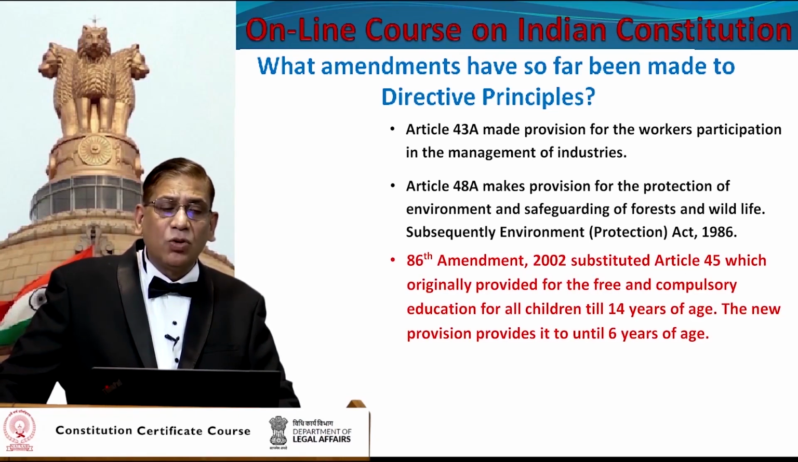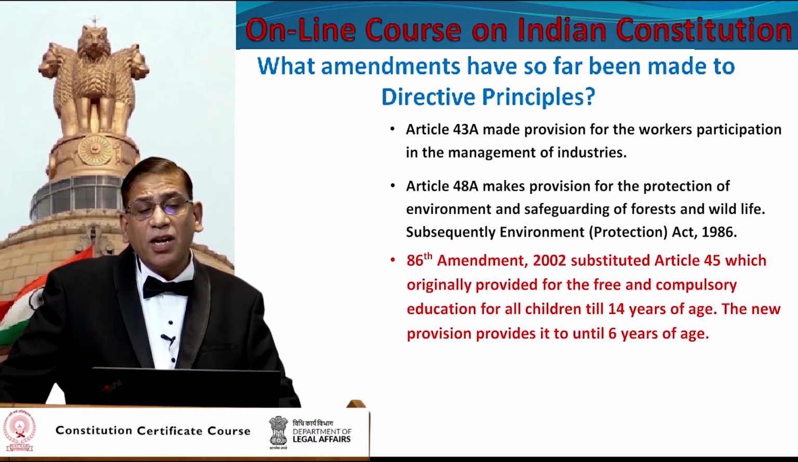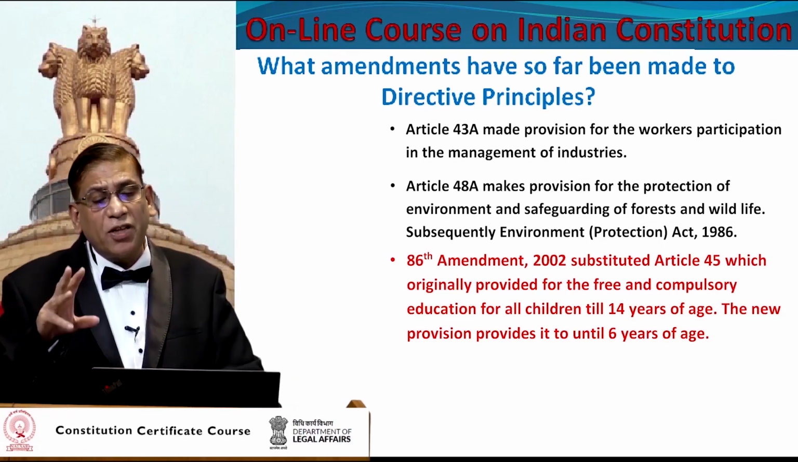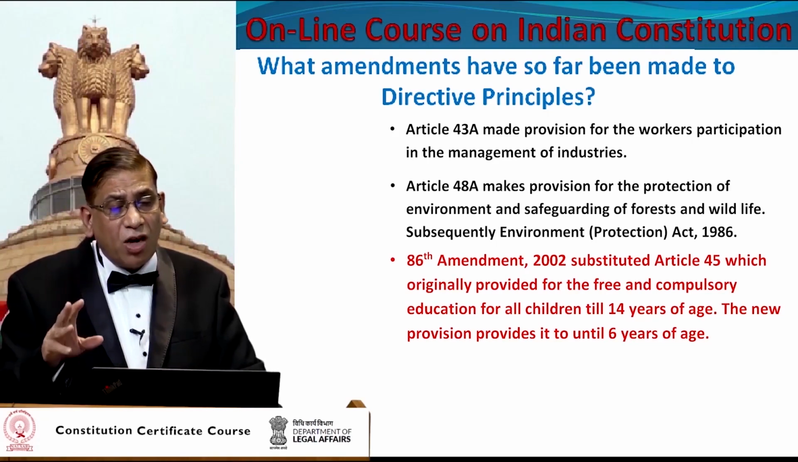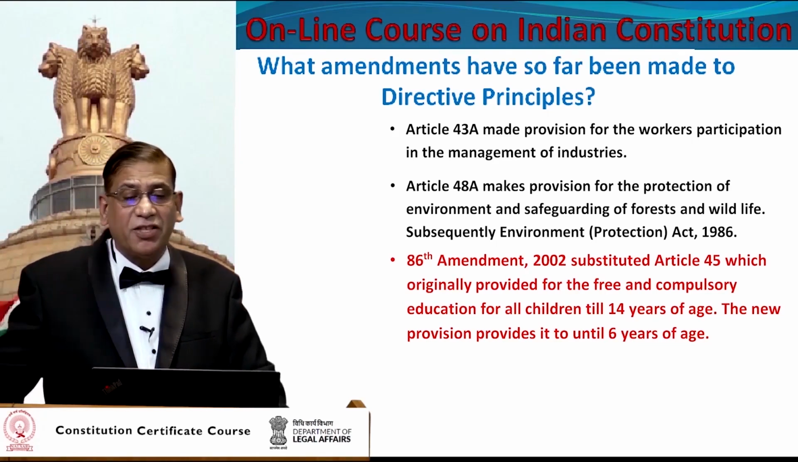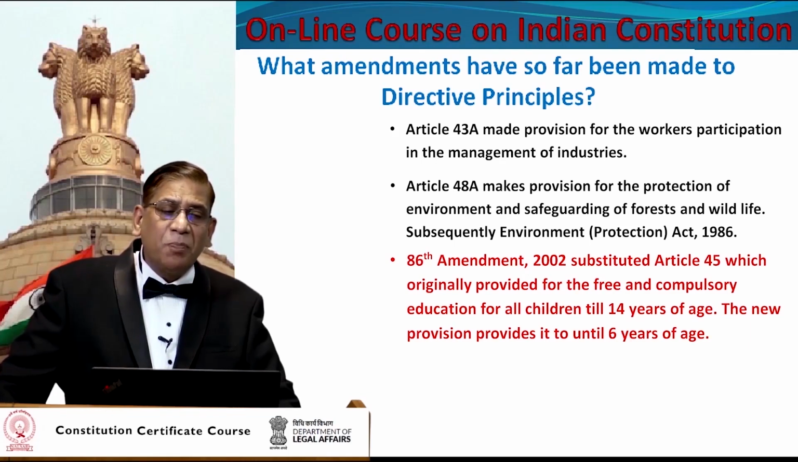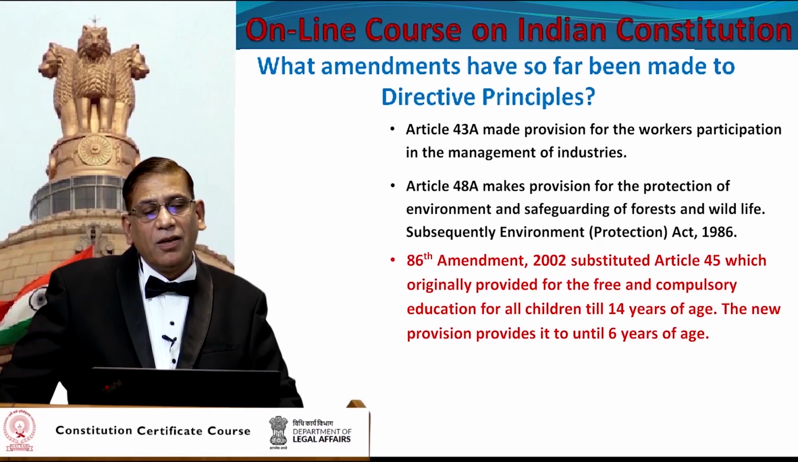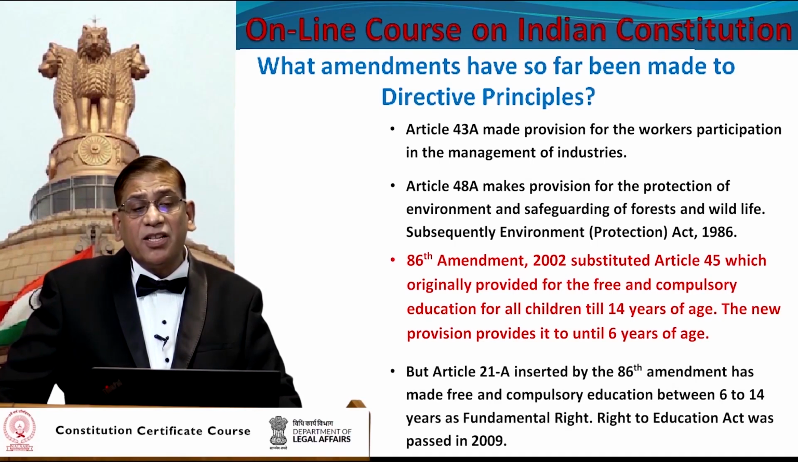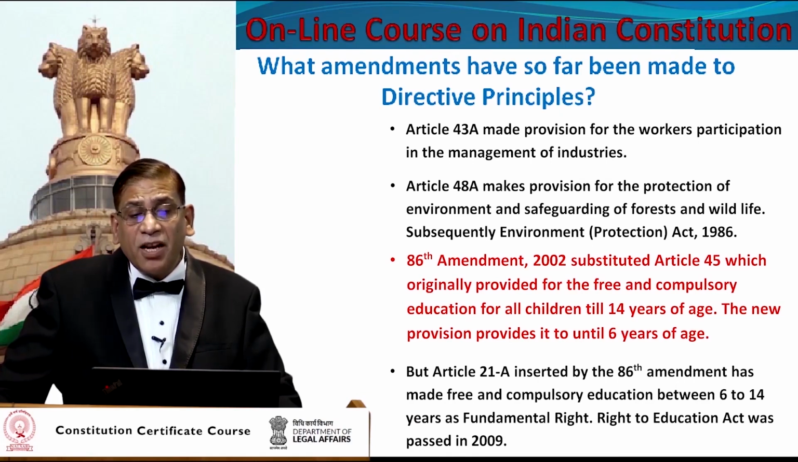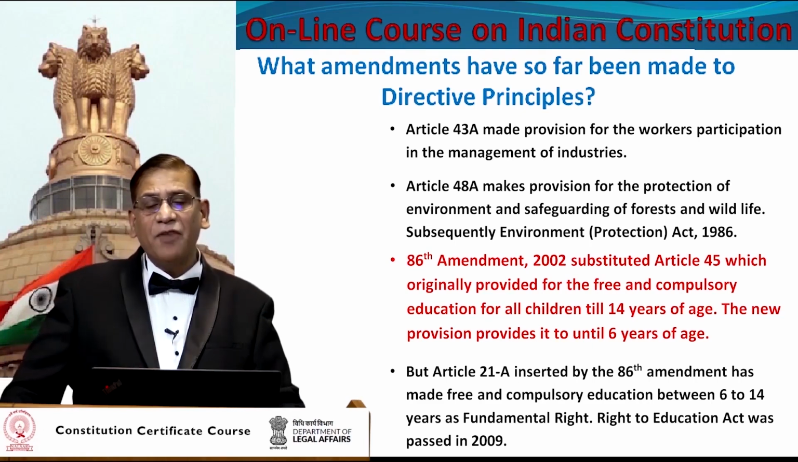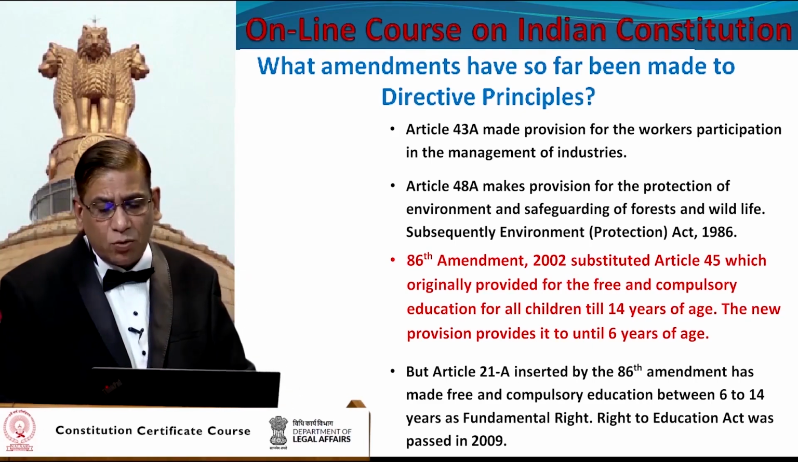The 86th Amendment in 2002 substituted Article 45, which had originally provided for free and compulsory education for all children till 14 years of age. The new provision provides it only until 6 years of age. But Article 21A was inserted by the 86th Amendment that has made free and compulsory education between 6 to 14 years a fundamental right. And finally, the Right to Education Act was passed in 2009.